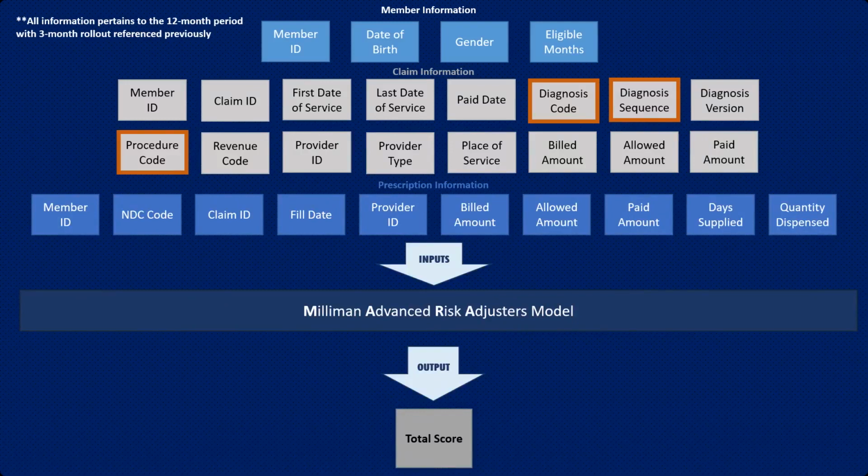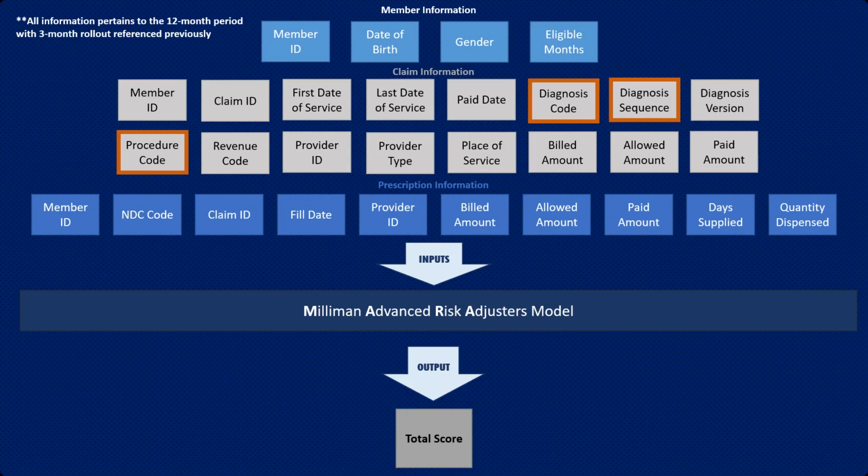So what goes into the calculation of the risk score? You'll note in this chart that there are 3 different types of information that is put into the Milliman Advanced Risk Adjusters model software. We have member demographic information, claim information, and prescription information. All claim information and prescription information is on a claim level. All of these inputs are put into the software and they output one total score.